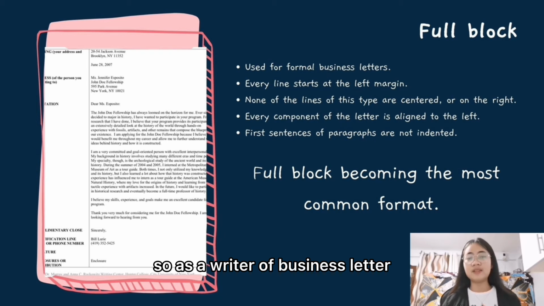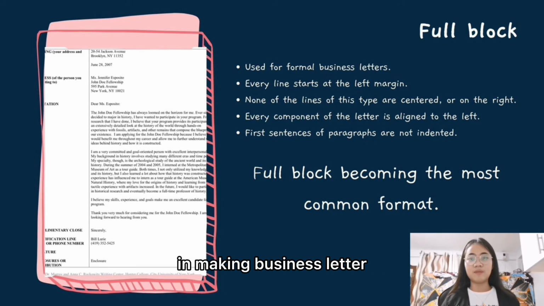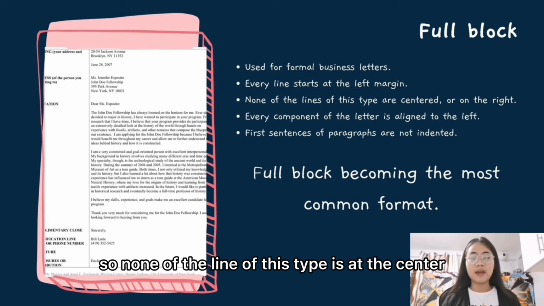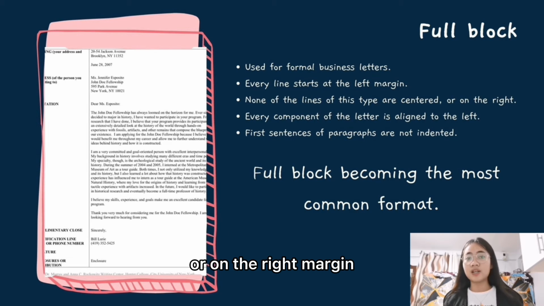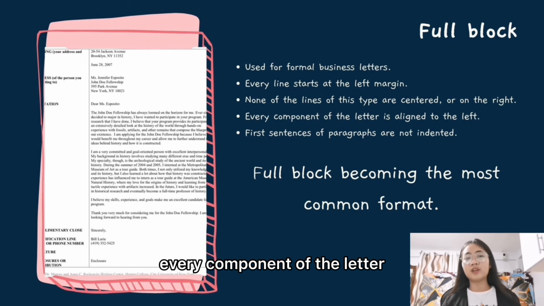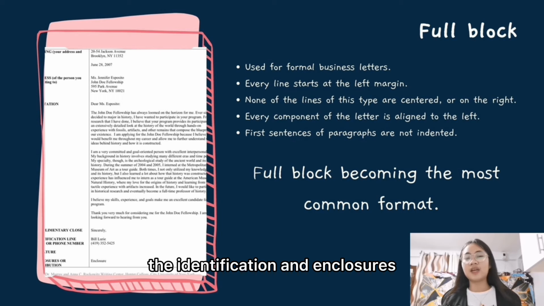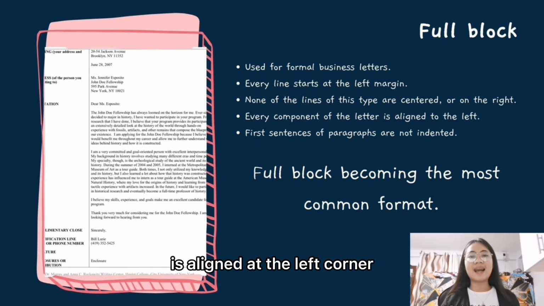As a writer of a business letter, you have to remember that when using the full block format, every line starts at the left margin. None of the lines is at the center or on the right margin. In a full block format, every component of the letter, which includes the heading, the address, the salutation, the body, the signature, the identification, and enclosures, is aligned at the left.